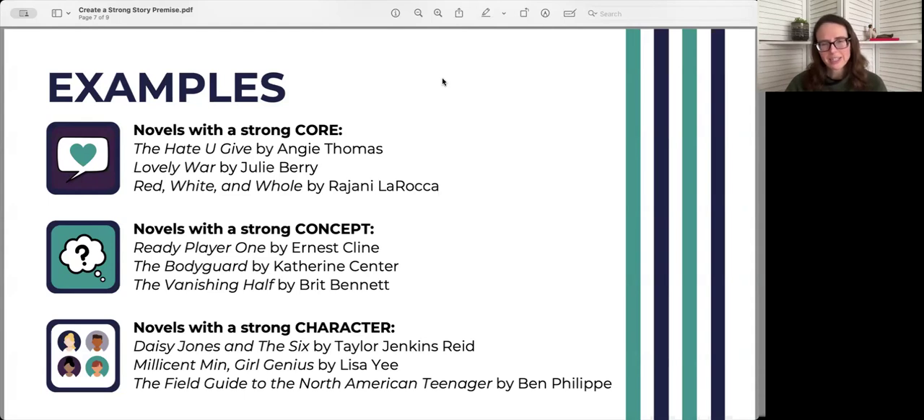Millicent Min, Girl Genius by Lisa Yee is a very voicey middle grade protagonist who is also incredibly smart and is trying to navigate her way around what it means to be around other kids her age who might not be as academically gifted as she is. And then The Field Guide to the North American Teenager by Ben Philippe has a young Black Canadian hockey player who gets transplanted to Southern Texas, and it's quite a culture shock, as you can imagine. And he's also a very distinct voice teenager, and it really makes for strong reading.